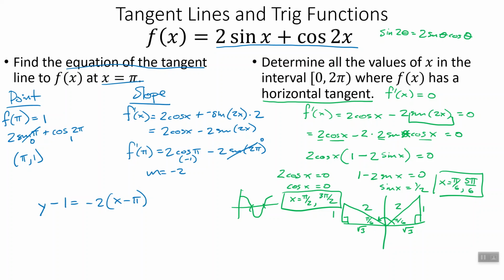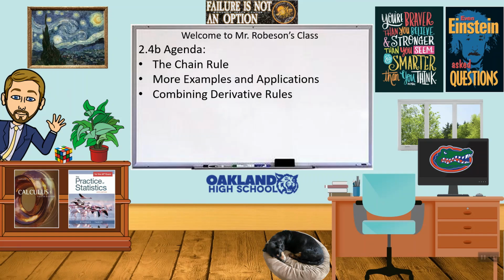Ooh, that was rough. Fun though. All right, so that was the chain rule, and we looked at some applications. We looked at combining chain rules and product rules, and chain rules and quotient rules, doing one first and then the other. Then we looked at some applications with finding equations of tangent lines and horizontal tangents. So that is it for 2.4.